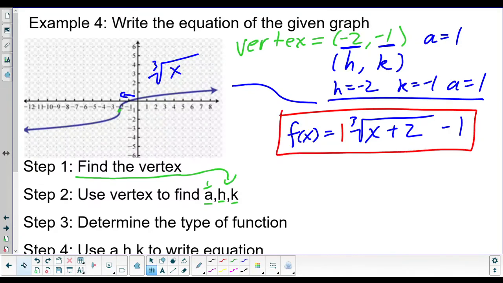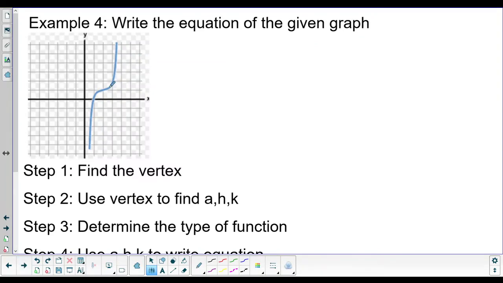All right, let's do another one for practice. All right, this one, our vertex is the middle of this bend right here. So the middle looks right about there to me. That ordered pair is (2, 1). So our vertex is at (2, 1). That's telling us h equals 2, k equals 1.